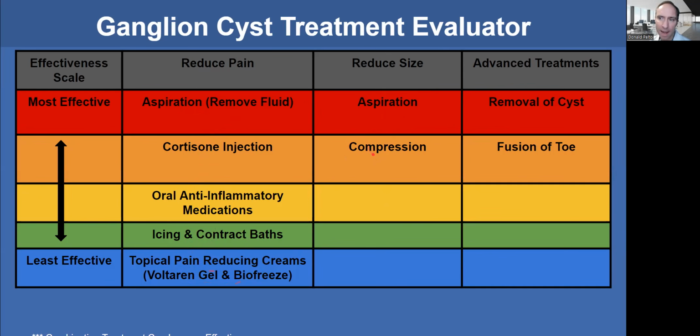How long do you have to compress it afterwards? I say a week or two after you pull out the liquid, and you don't have to compress it for the rest of your life. And then advanced treatments would be removing the cyst. And then if it's in a toe, sometimes we have to fuse the toe so that joint doesn't fill back up again.